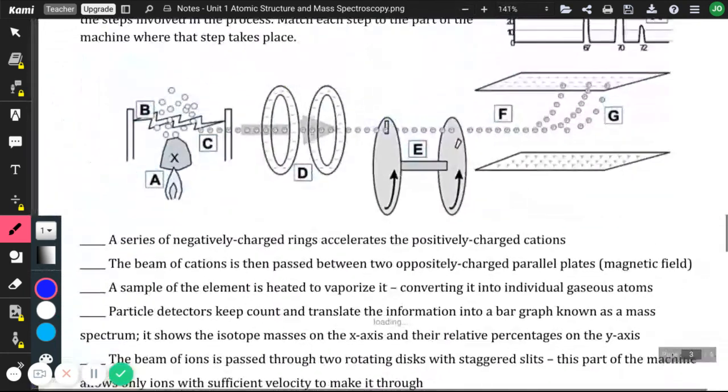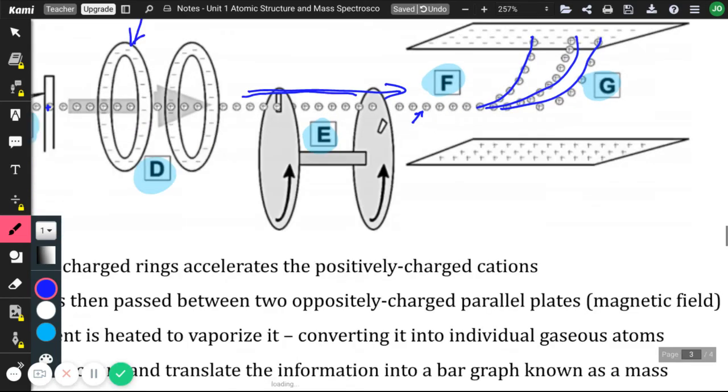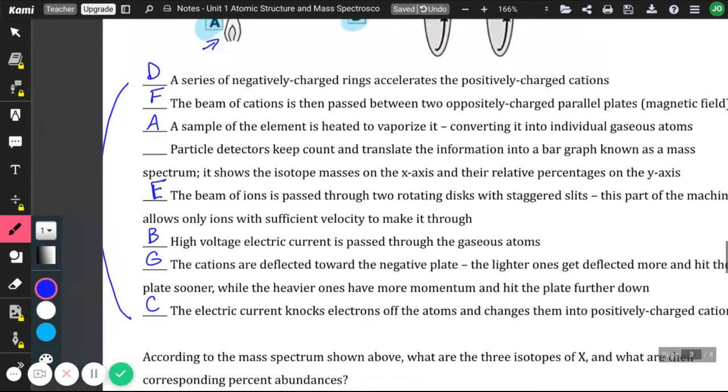Now, why do we see some of them coming up short, some of them going in the middle, and then some of them going here at the end? Well, we've already talked about isotopes, right? So isotopes have different masses. So the more mass they have, the more it's going to take to pull them up into that negatively charged plate. So it's going to take a little bit longer for that to happen. Okay? And so G is going to be those cations are deflected towards that negatively charged plate, and the lighter ones are going to be deflected quickly. The heavier ones are going to take a little bit more, and so they'll go further to the end of that plate. Okay?